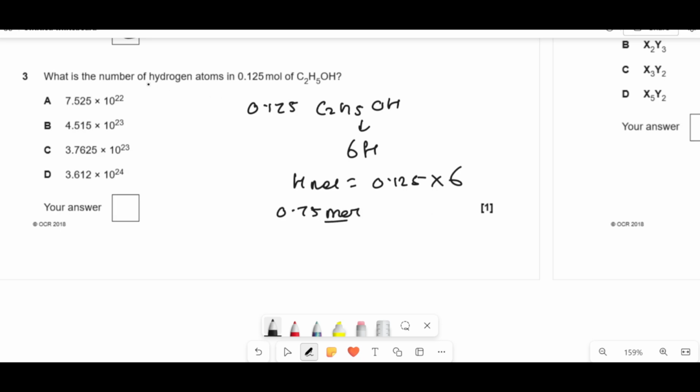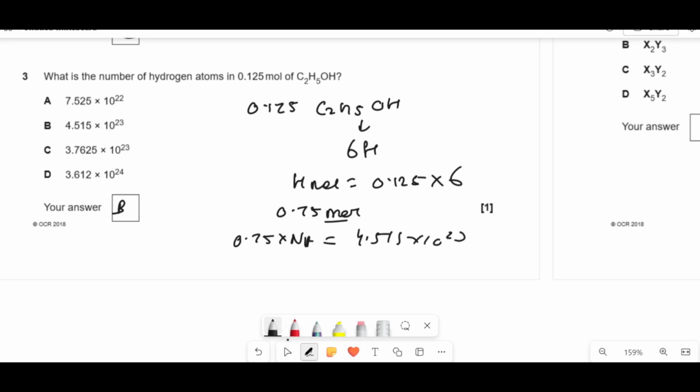But they want to know the number of hydrogen atoms. This is moles, and moles are just multiples of Avogadro's constant. 1 mole is 6.02 times 10 to the 23. So if I have 1 mole of bananas, I've got 6.02 times 10 to the 23 bananas. So here what we need to do is 0.75 times Avogadro's constant, and that'll tell us the actual number. If we do that, we get 4.515 times 10 to the 23, which is B.